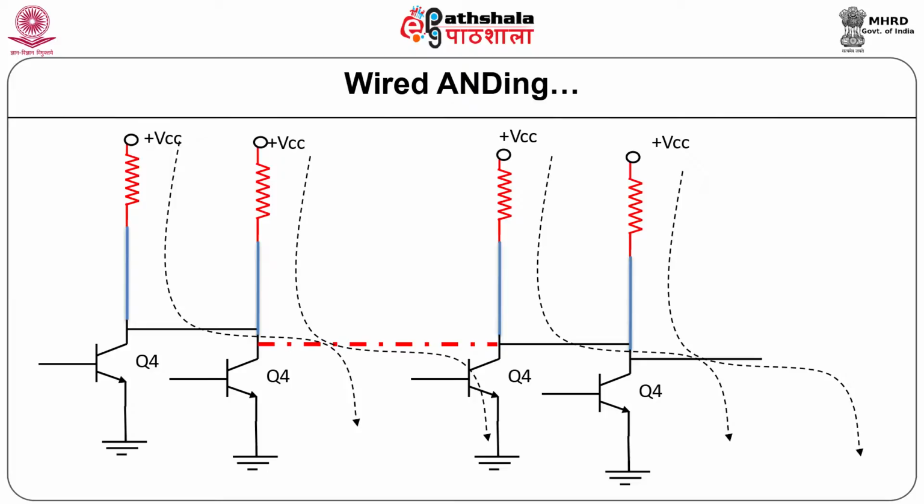In this way, a number of TTL gates can have their output stages connected together. This particular phenomenon is called wired ANDing. Such a configuration does not damage the output stages of TTL logic gates, and it also gives optimized performance.